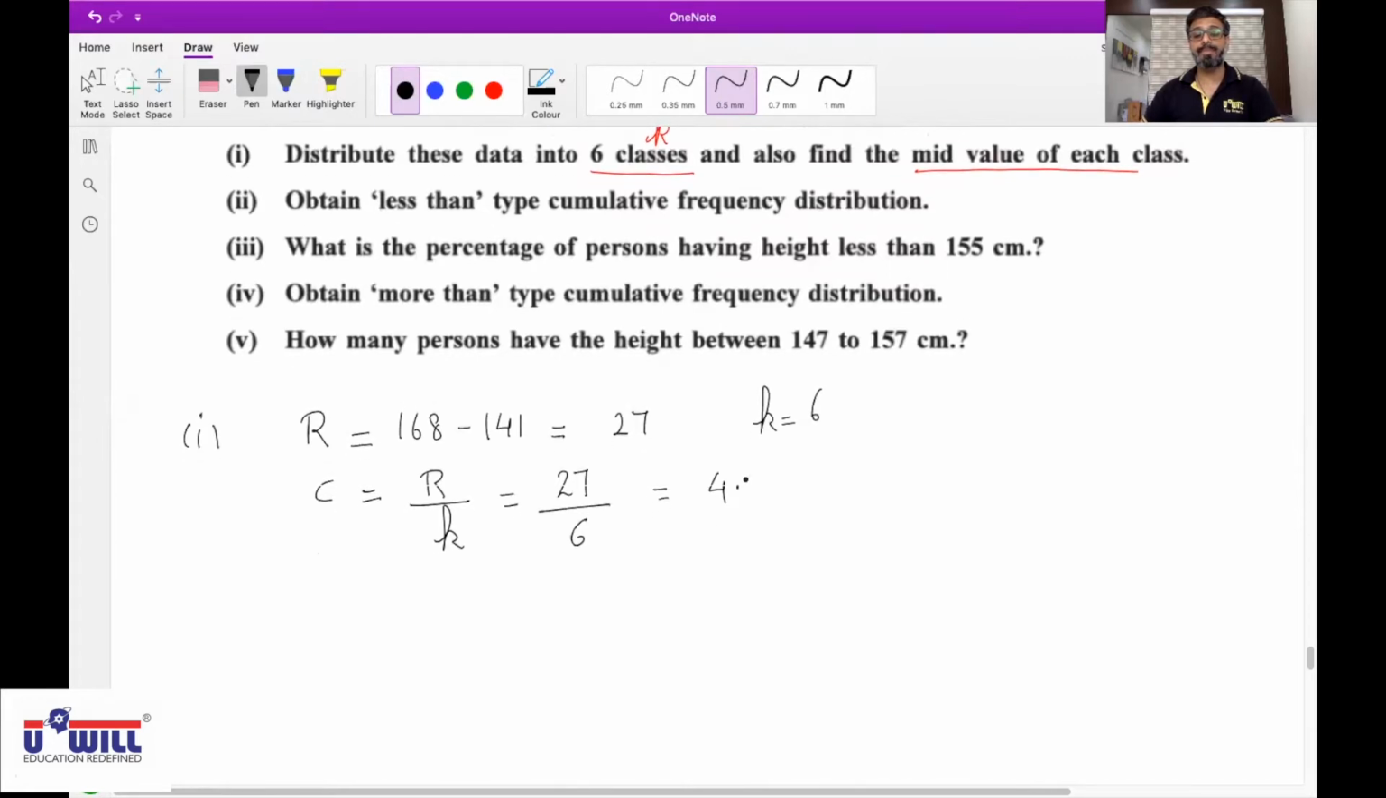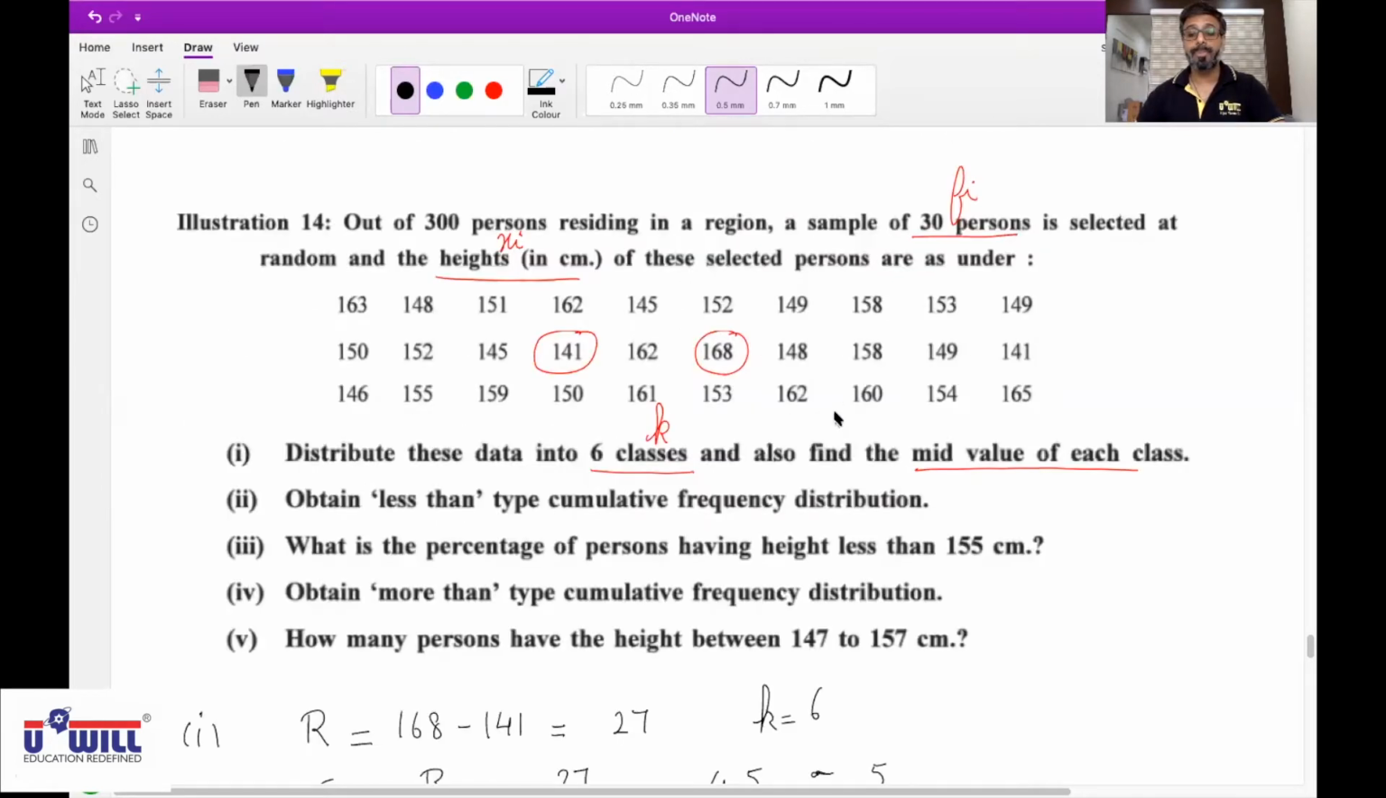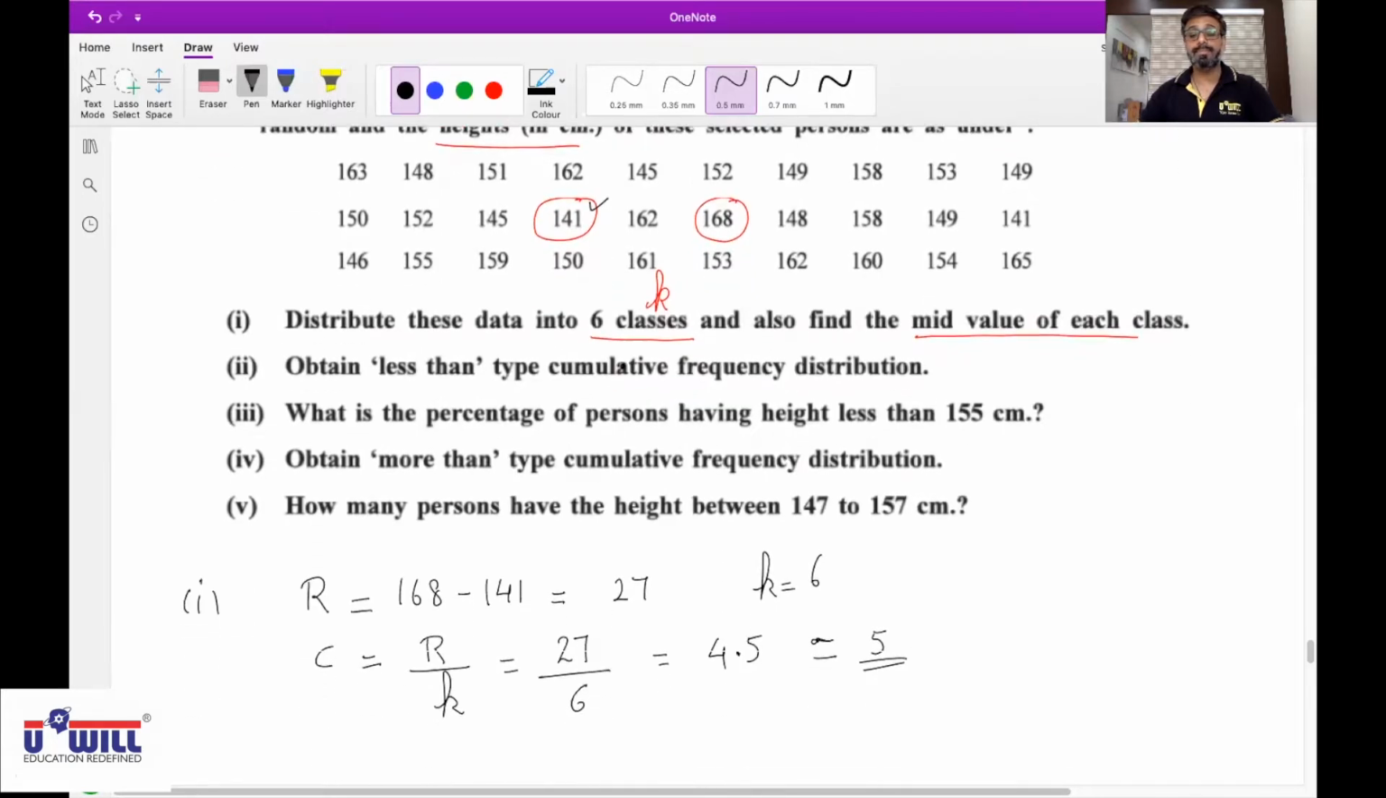4.5. Now what did I tell you? Round off to a higher number. So you'll take which value as class length if it is 4.5? 5. Very good. Mute yourself. Fantastic. Now, if class length is 5, Archie, unmute yourself. Yes, sir.